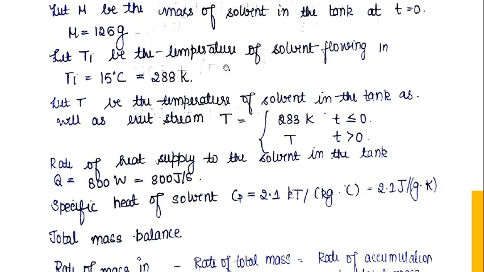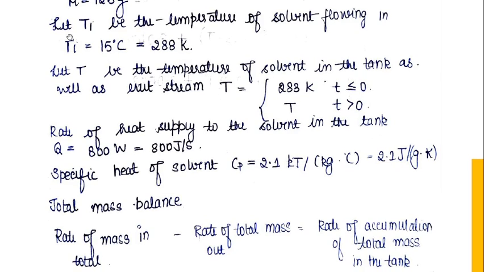The temperature of the solvent which is flowing in, Ti, is 15 degrees Celsius. Let me convert it to Kelvin, 288 Kelvin. That will remain constant, that will not change. Whereas the temperature of the solvent inside the tank before the heating is started is 283 Kelvin, that is 10 degrees Celsius. After the heating is started, it will increase, and it is a variable with respect to time. So with respect to time, T varies. Let me take it as a variable T.